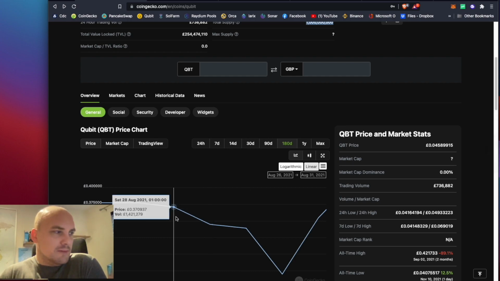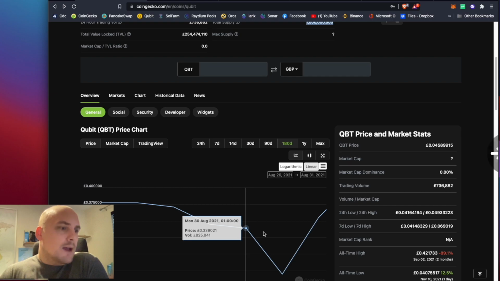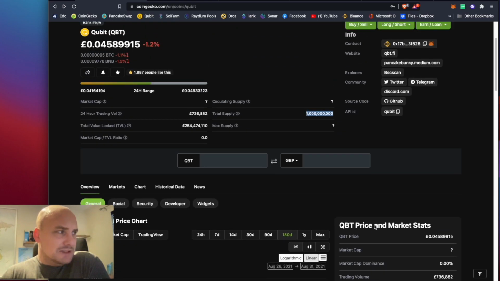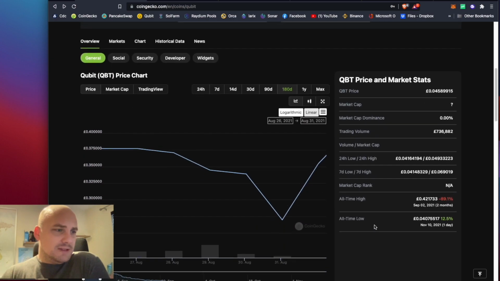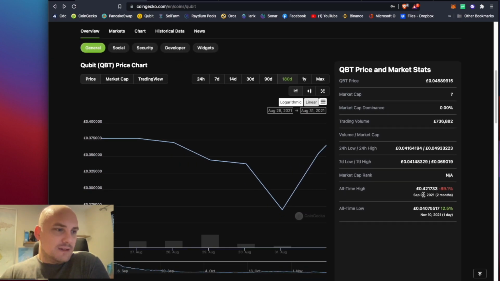I put in about £100 at the start, saw it going down, got the fear, took my money out, ignored it for a while, and I have been aping in big time into Qubit here as well. So Qubit, QBT, the token, is down at 4 pence. So not even a dot. I think that's 0.6 cents. So that is still at least three times higher than what the launch price of the pre-sale is going to be. And there's 10 times more supply of Qubit.